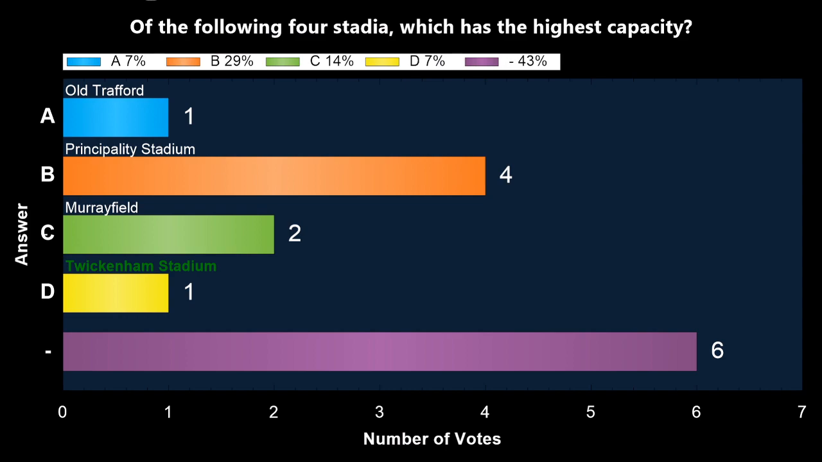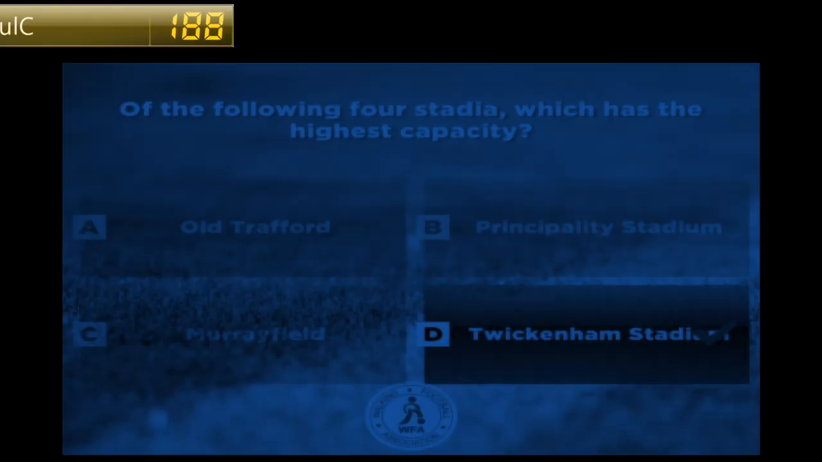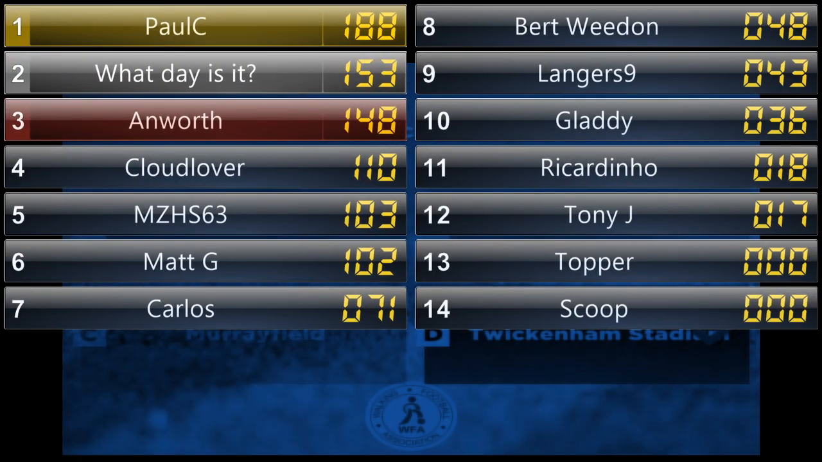So how many got D? Only one. So how's that affected things at the top? Is Paul C still at the top? He is on 188. Then what day is it? Anworth making up lost ground there, just 5 points behind second place. On to the penultimate question.